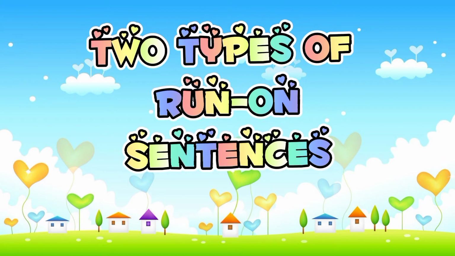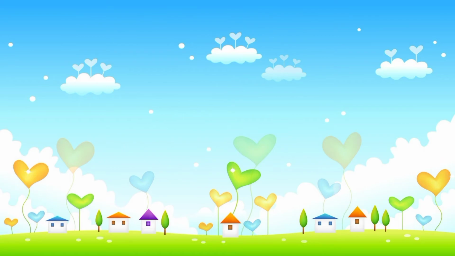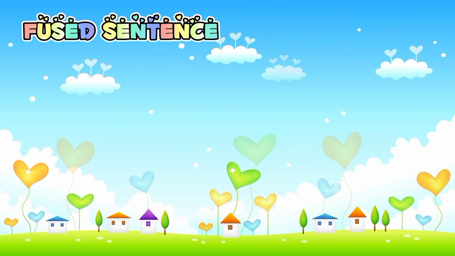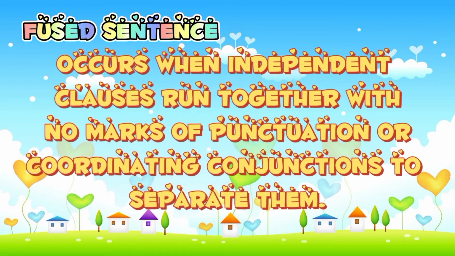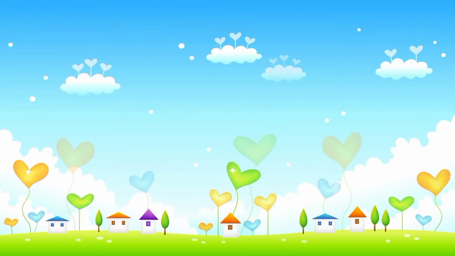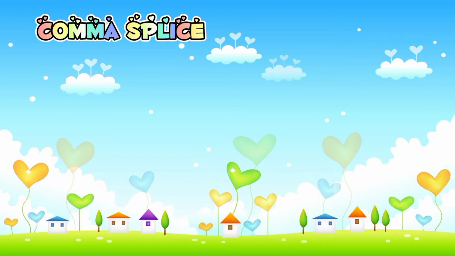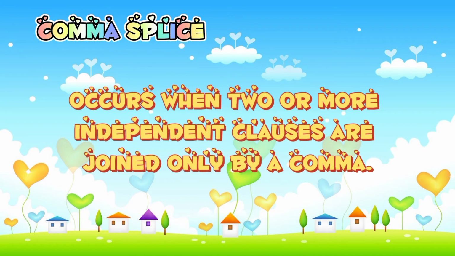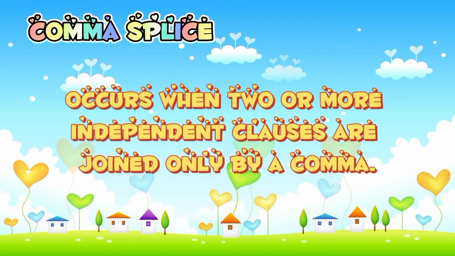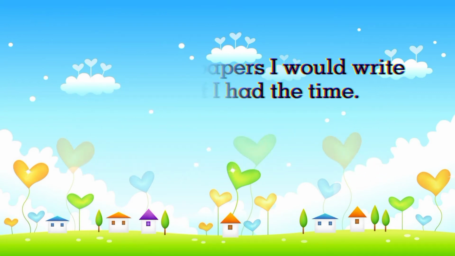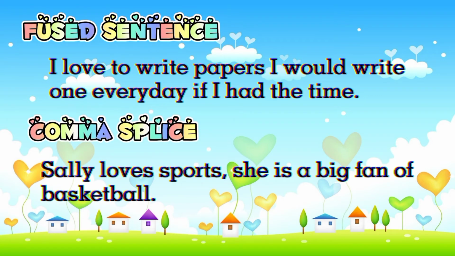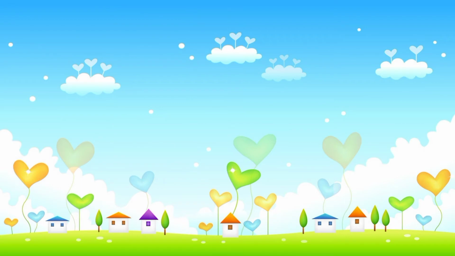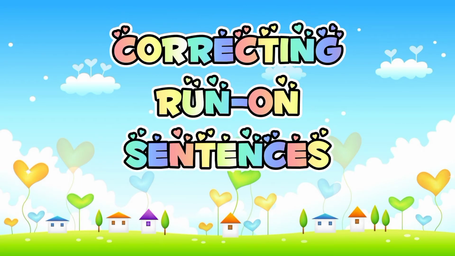There are two types of run-on sentence. First is what we call a fused sentence, which occurs when independent clauses run together with no marks of punctuation or coordinating conjunction to separate them. The other one is a comma splice, which occurs when two or more independent clauses are joined only by a comma. Going back to our sentences, the first one is an example of a fused sentence, while the other is an example of a comma splice. There are a few ways we can correct run-on sentences.